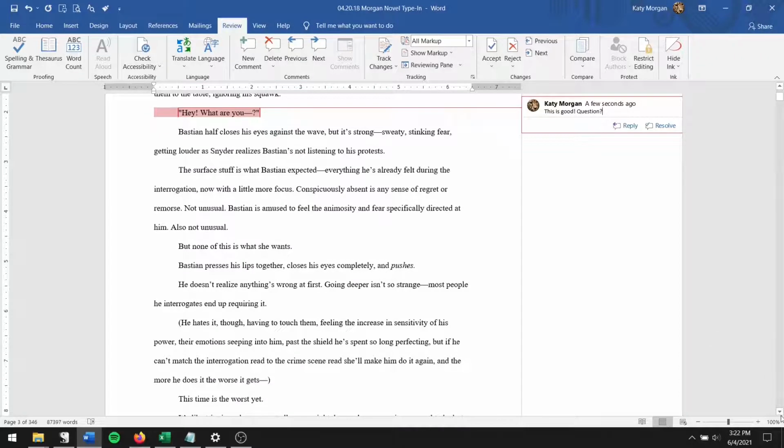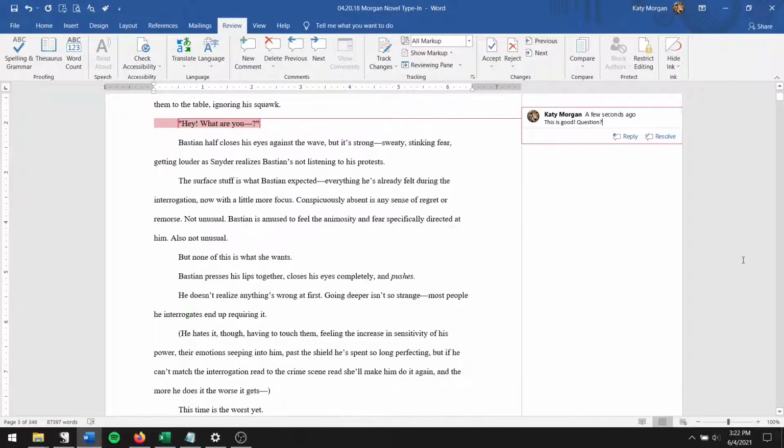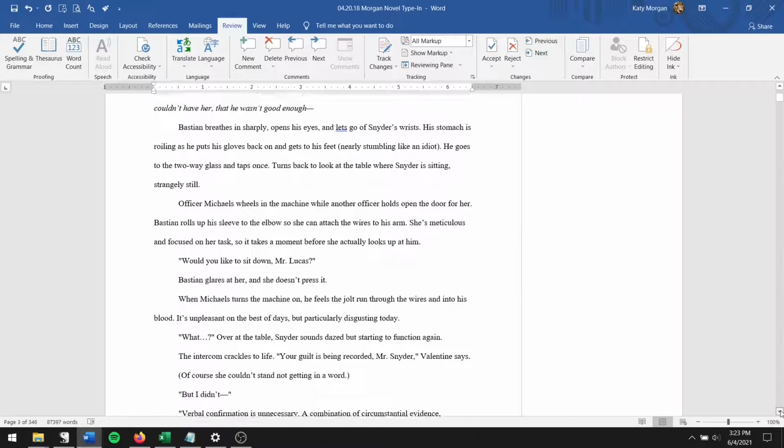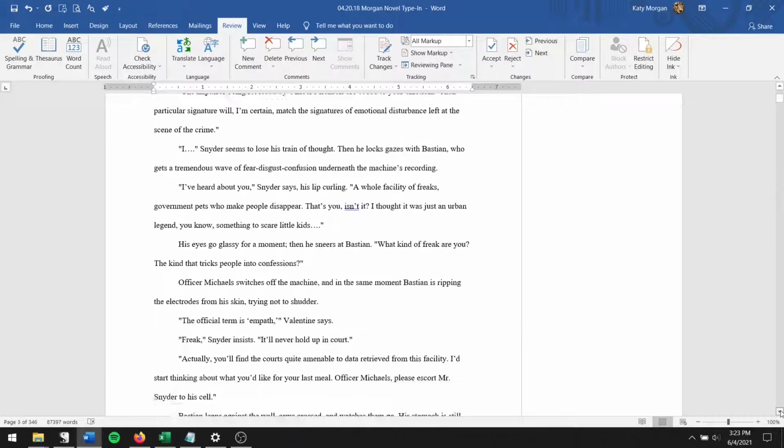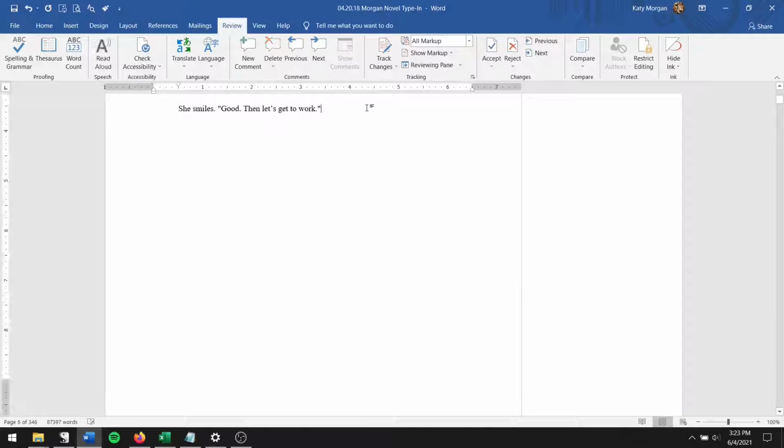So I would read through the whole chapter like this, taking notes as I go. Once I get to the end of the chapter, that's when I would be doing that end of chapter note that I talked about previously. So I would just make a space here. I'd probably do this in a different font or color or something here to tell the author, hey, here's what I saw happening in this particular chapter.